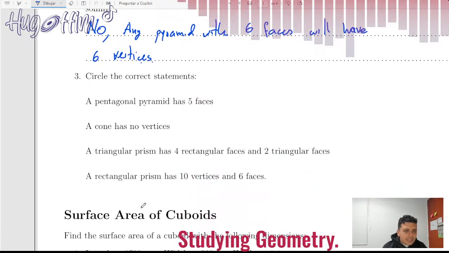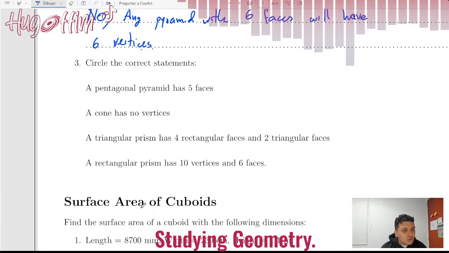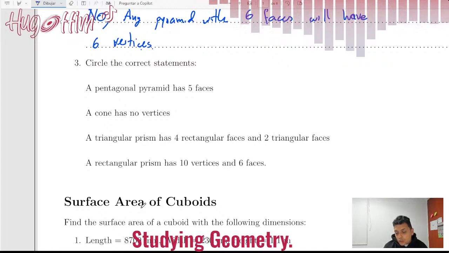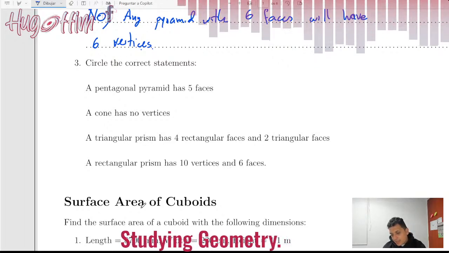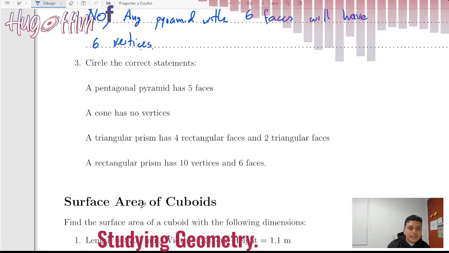Okay, next question says, circle the correct statements. I'm just going to test whether these statements are correct or not, and I'm going to show why they are correct or not.